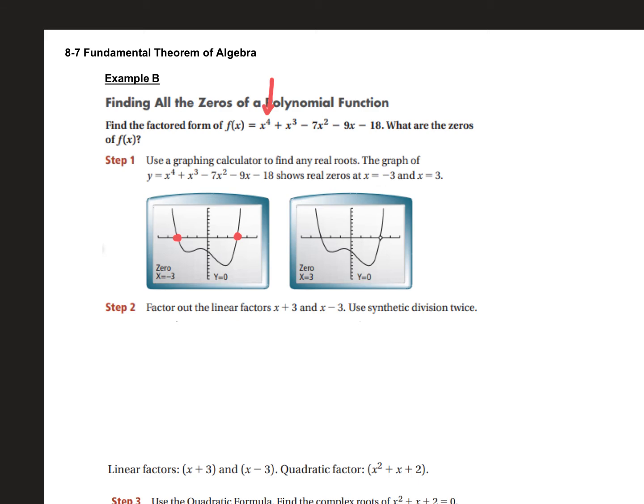And so what we want to do is check and use synthetic division twice to find our remaining polynomial, since we've figured out that x plus 3, or x equals negative 3, is a root and x equals 3 is also a root. So we're going to use synthetic division twice to figure out the remaining roots, and it should be a quadratic.